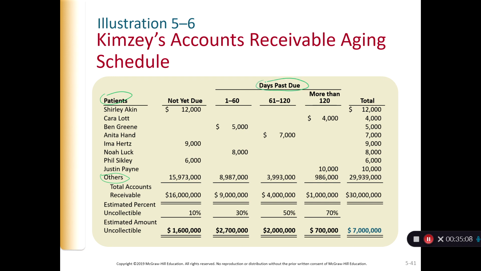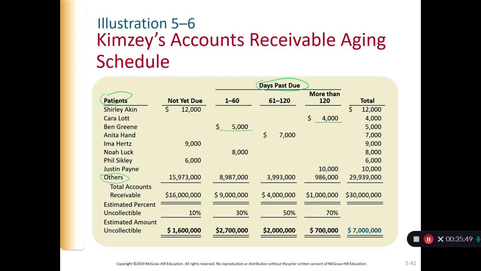But for the days past due patients, as you can see, Kara owed about $4,000 for a hospital bill more than 120 days old that hasn't been paid, and Ben owed a 60 days old $5,000 bill that he didn't pay, and Anita owed a $7,000 bill that is already more than 60 days old, right? And Noah owed $8,000 to the hospital that is within 1 to 60 days old.